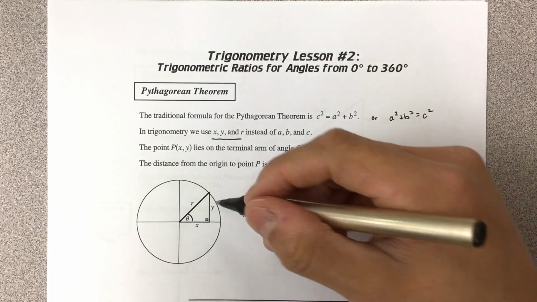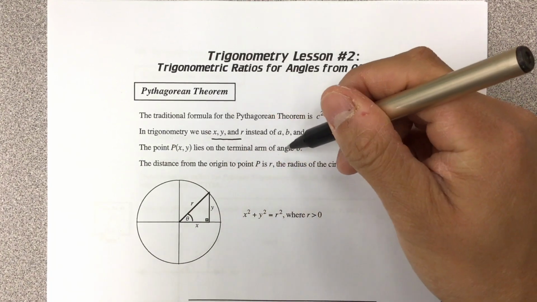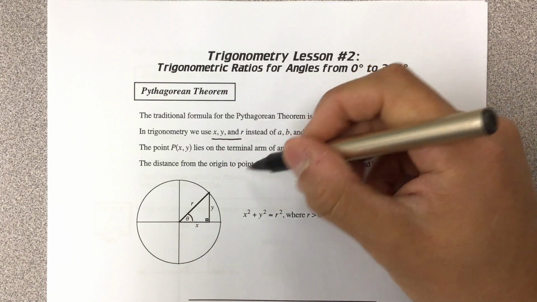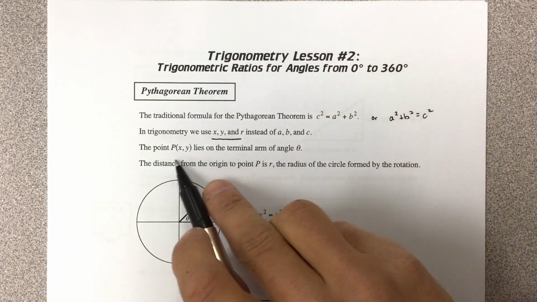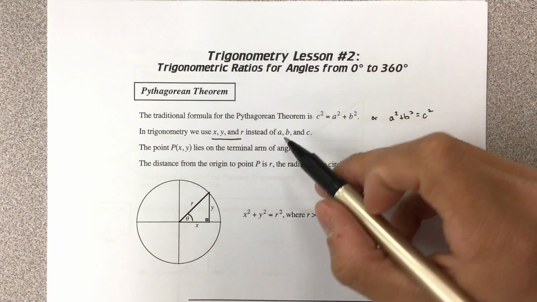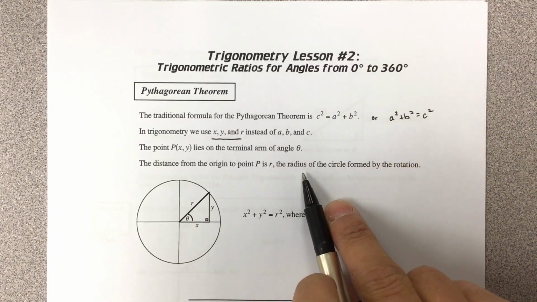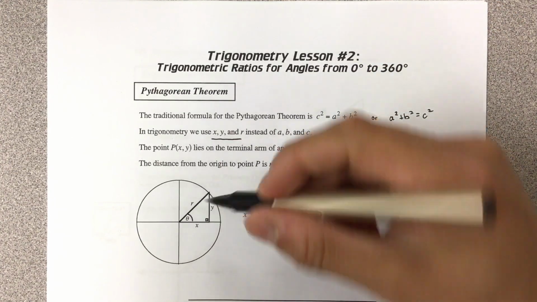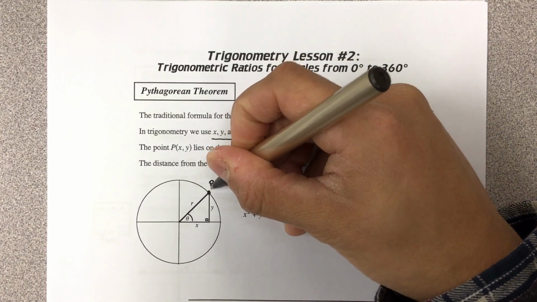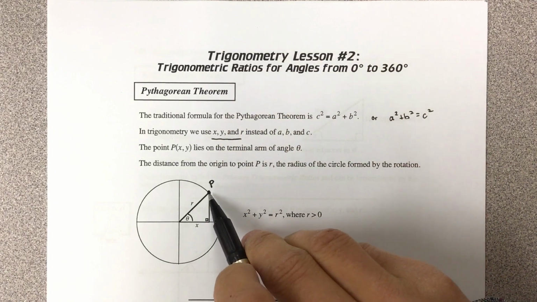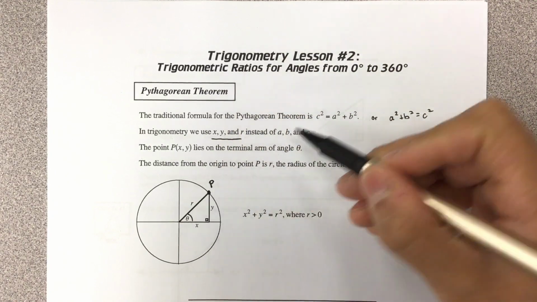So if I have a point P and it lies on the terminal arm, so the end of the arm of angle theta, then the distance from point P is r, all right? And r is called r because it's the radius of a circle. So here I have point P, and that's where point P terminates, which is why it's on the terminal arm.